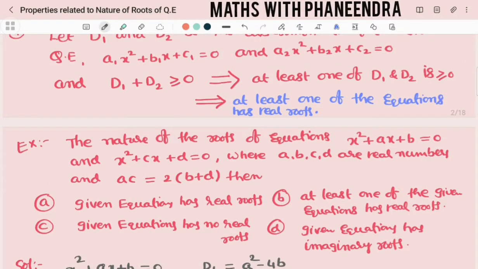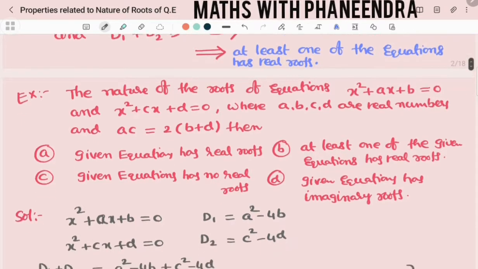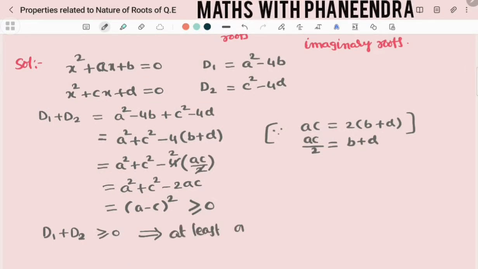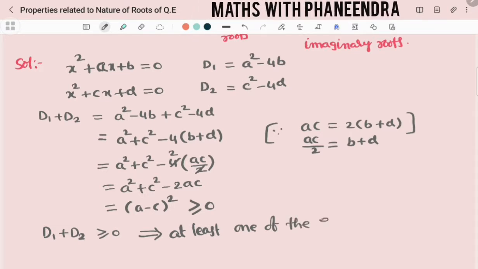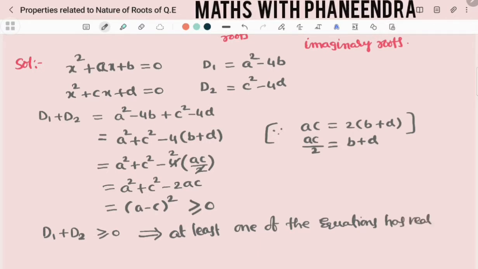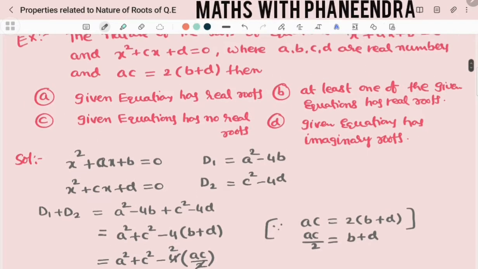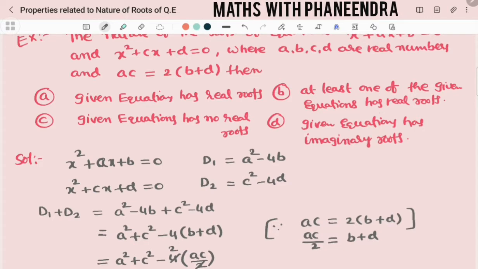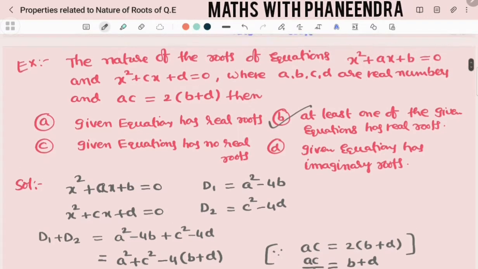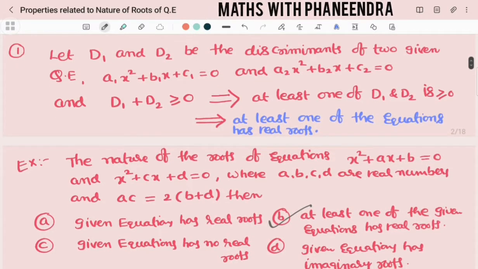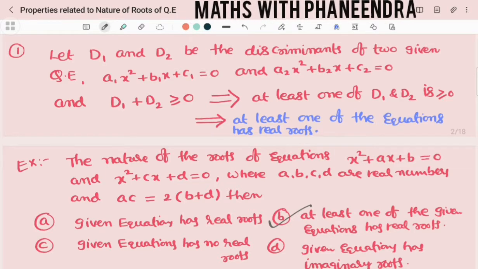By using this property, d1 plus d2 is greater than or equal to 0. What is the nature of the roots? At least one of the equations has real roots. That's the answer they are asking. So which option is it? At least one of the given equations has real roots. So option B is the right option. This is the way we are going to use the properties related to the nature of the quadratic equations.